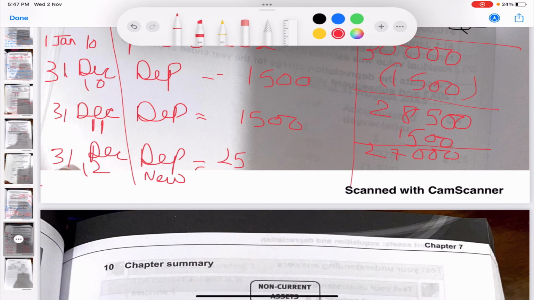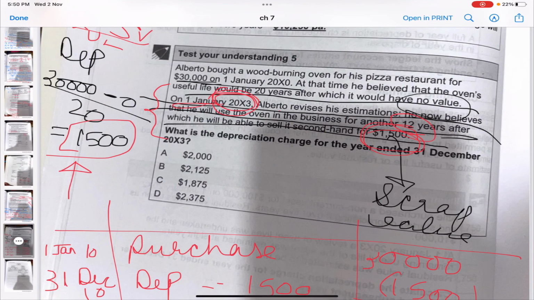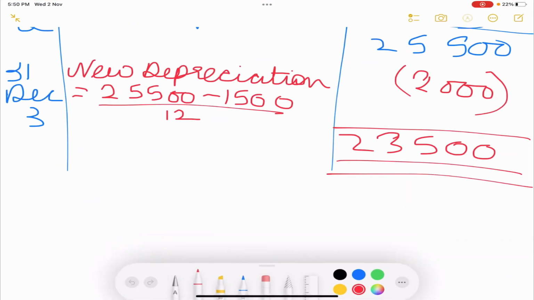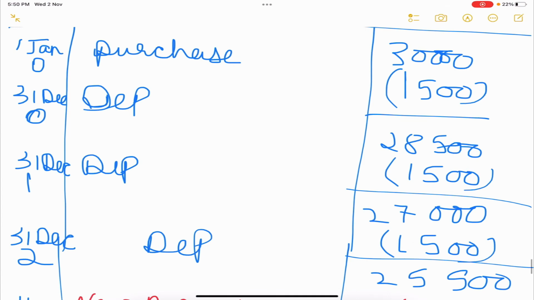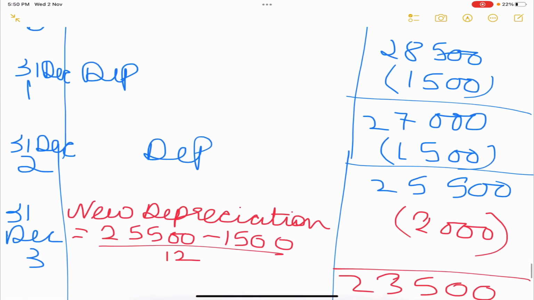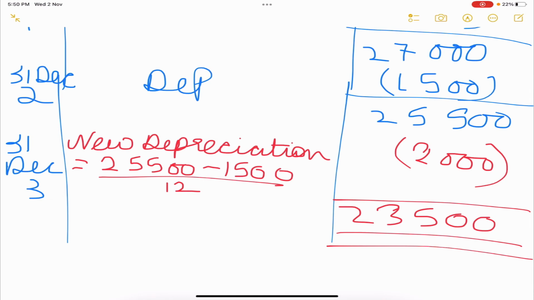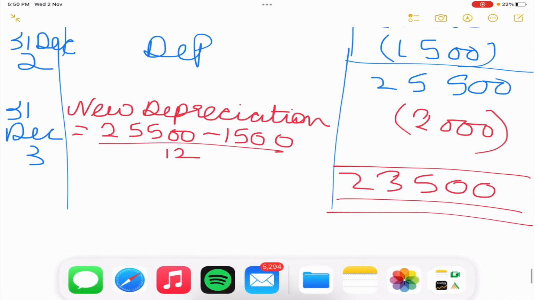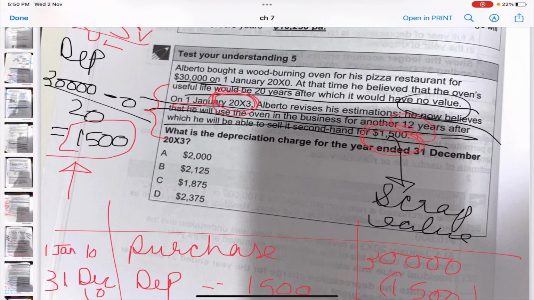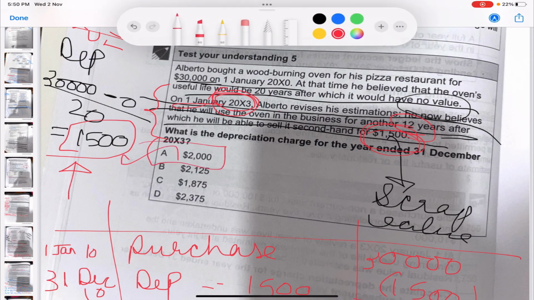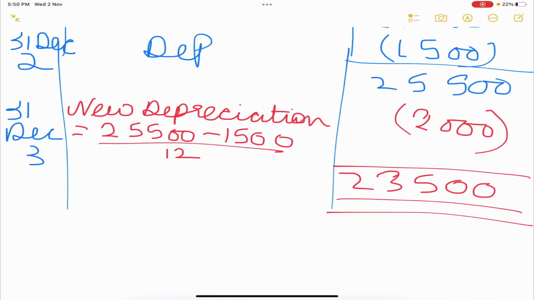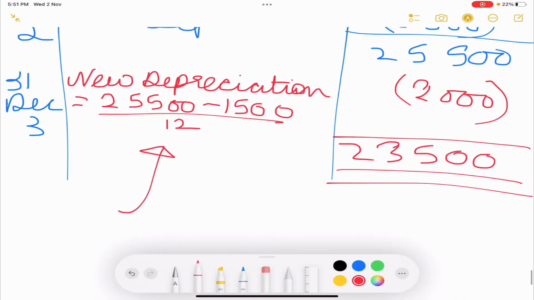Okay, wait, we have to do it in 2013. Okay, so I have done the same question here. We have the purchase, we have depreciation of 1500, and this would be the new depreciation. So this is the answer. Please check it with yours, and let's see the answer now. So the correct answer is 2000. We got 2000, the new depreciation. We know how to do this also now.